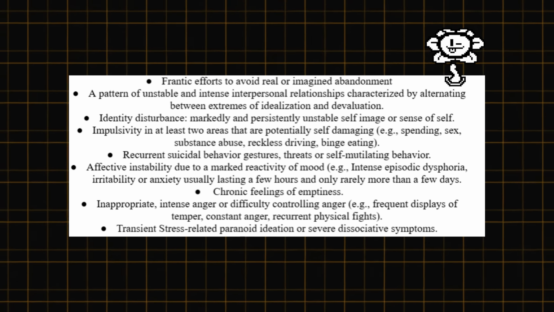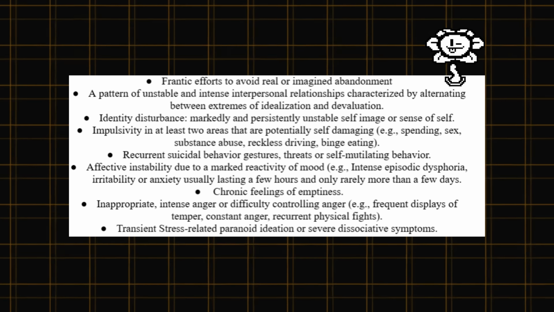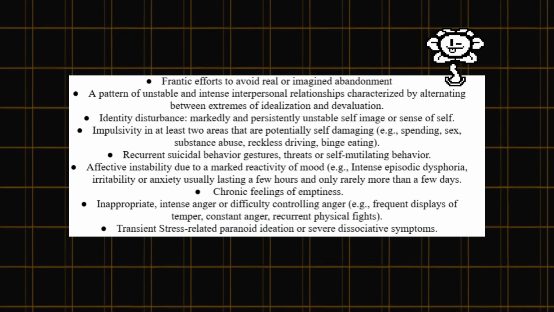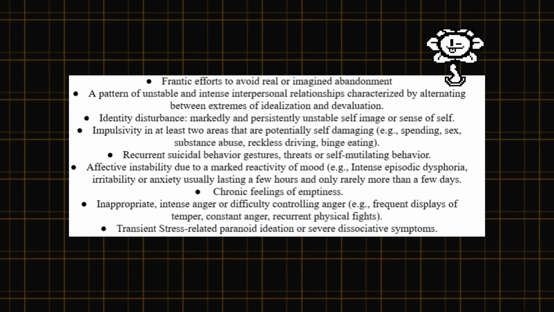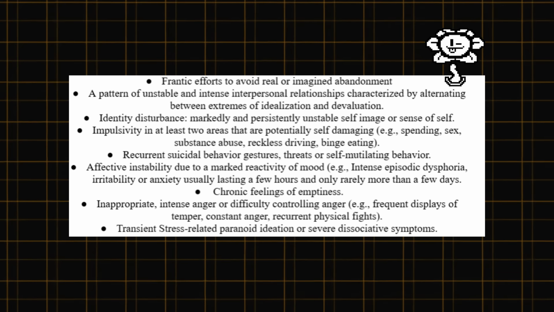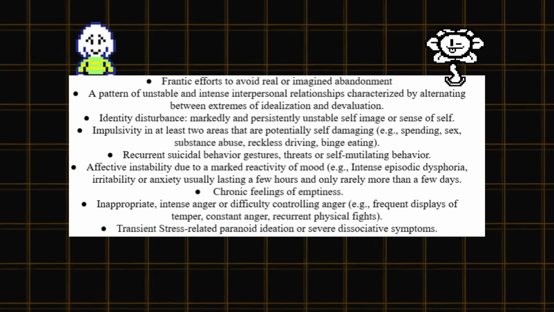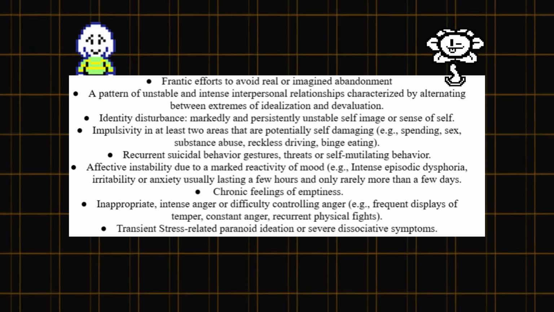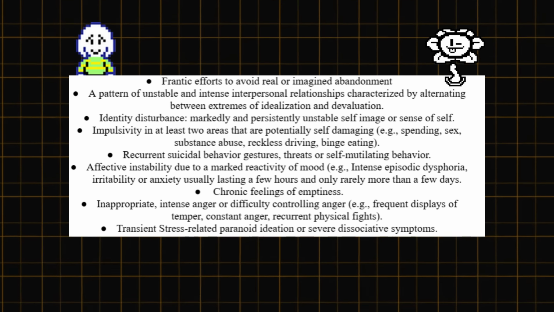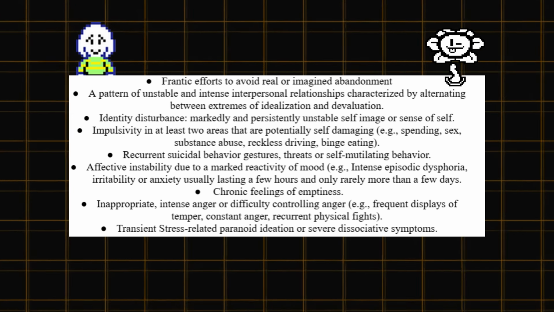Finally is number 9, transient stress-related paranoid ideation or severe dissociative symptoms. For this one, I had to think outside the box a little. I think that when you look at Flowey and you look at the fact that none of their memories from when Asriel was alive are in there, or if they are, they're pretty deeply baked in there and are just an echo of what they used to be, I would categorize that as a severe dissociative symptom, which could include mass memory loss.